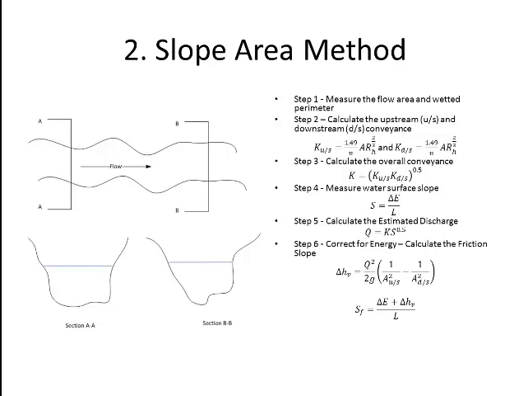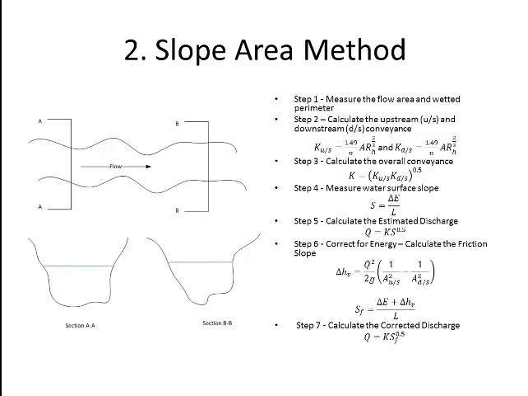So the sixth step is to correct for energy and calculate the friction slope. The first part of the equation is how you calculate the velocity head. It includes the flow rate calculated in step 5, gravity, and the cross-sectional areas of the upstream and downstream cross-sections. The friction slope is determined by adding the change in elevation of the water surface plus the velocity head divided by the length between cross-section AA and BB.